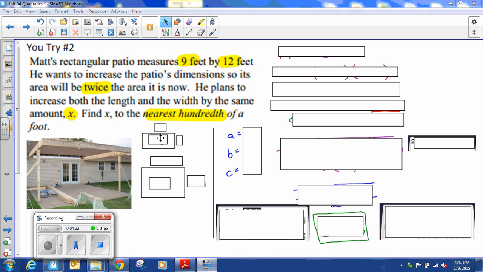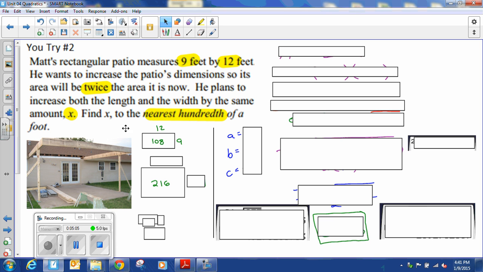I always suggest drawing or sketching out the problem first. So I'm going to sketch the original rectangular patio with dimensions of 12 by 9 feet. And we know that the area of this must be 9 times 12, so it's 108 square feet. The new patio will be larger. The area will be twice that it is now. So 2 times 108 is 216 square feet. Now you can't simply double the length and double the width, because 12 times 18 is something much greater than 216.